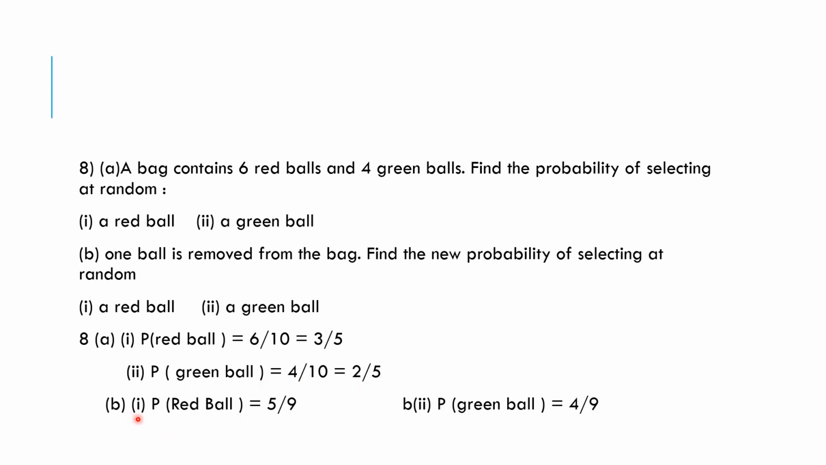Okay, part B. Once the ball is removed, then of course the total number of balls will be reduced and the number of red balls will also be reduced. So the probability of obtaining a red ball will be 5 by 9 and the probability of obtaining a green ball will be 4 by 9.